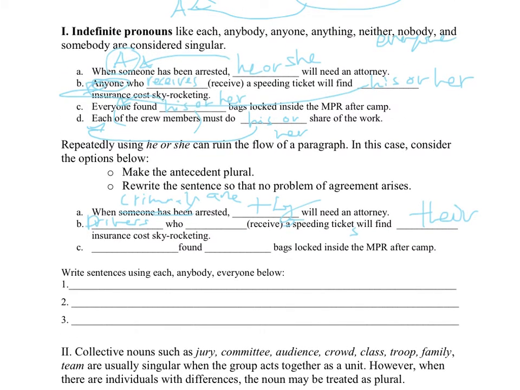Blank found blank bags locked inside the NPR after camp. We put the students, plural, found their bags locked inside the NPR after camp. All right, now let's write sentences using each, anybody, and everyone below. So you begin your sentence with each, anybody, and everyone. Go ahead and create this sentence, and make sure you have a pronoun that refers to these three antecedents. Go ahead and pause the video right now and do that.